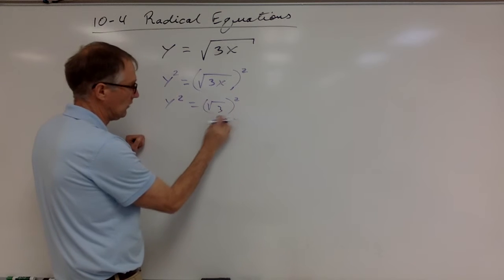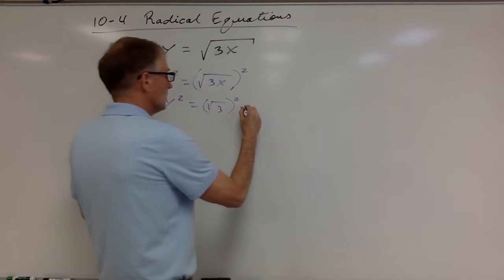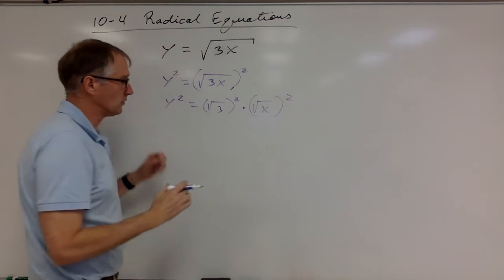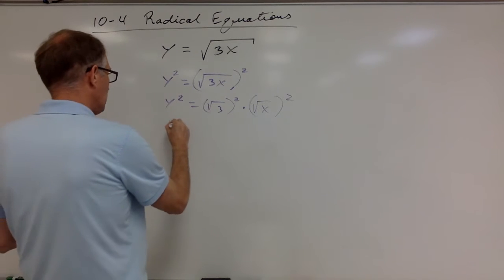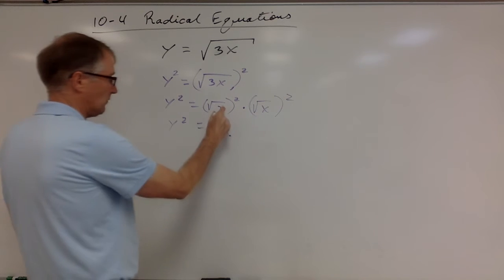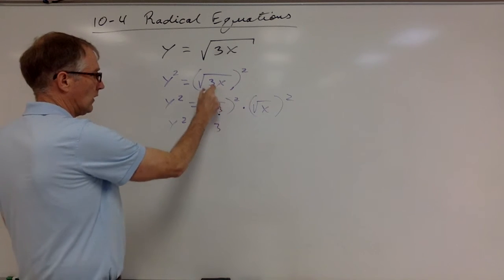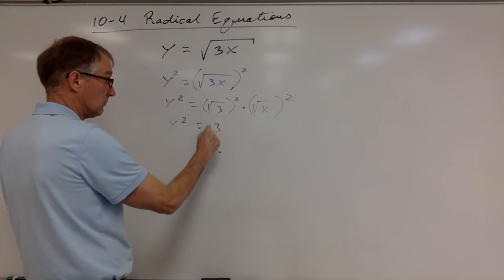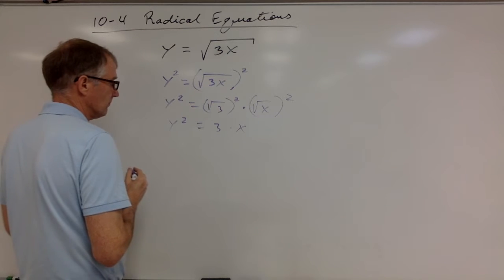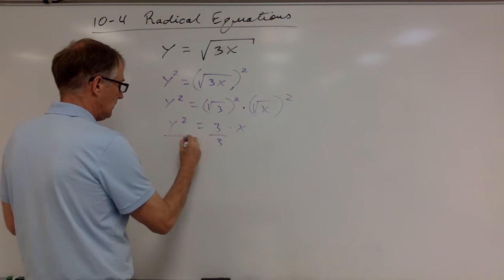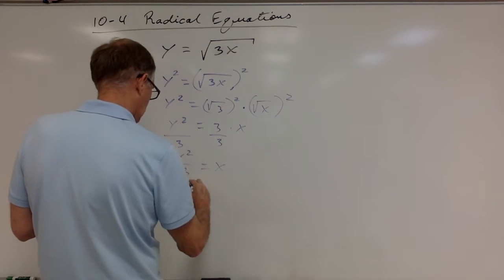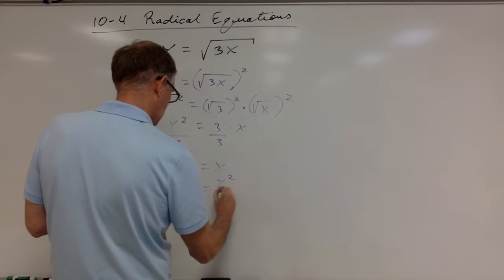Radical 3 times radical 3 is 3, times the square root of x squared, and the square root of x times the square root of x is x. So I end up with y squared equals 3x. That 3 comes from squaring radical 3: radical 3 times radical 3 is 3. Divide both sides by 3. So I get y squared over 3 is equal to x, or better yet, x equals y squared over 3.